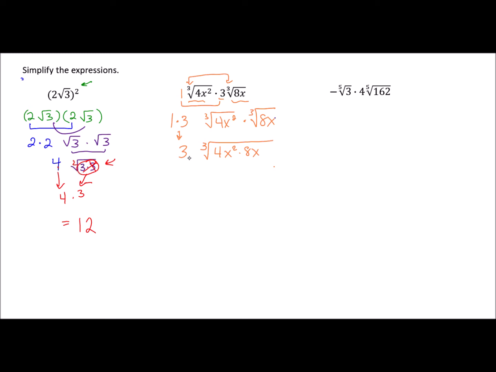He's out there waiting. Now, if you look at that and you can see already what can be pulled out and that kind of stuff, great, go for it. I'm going to combine the stuff together. 4 and 8, that's 32. And then I've got x squared and another x. That means I've got x to the third, so 3 x's inside.